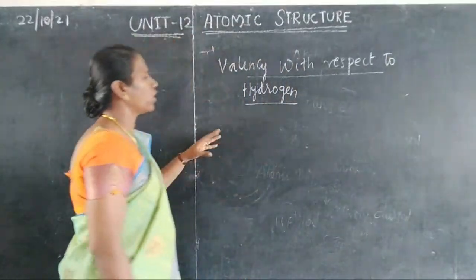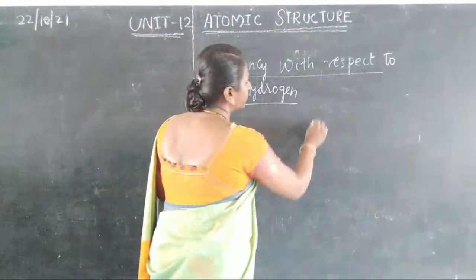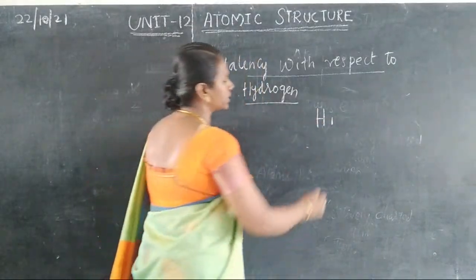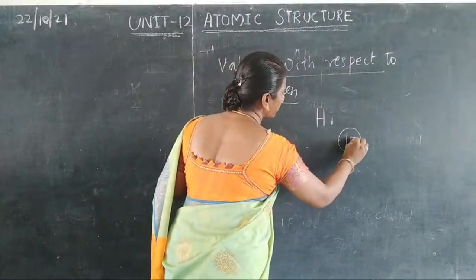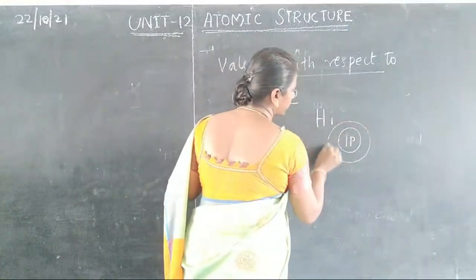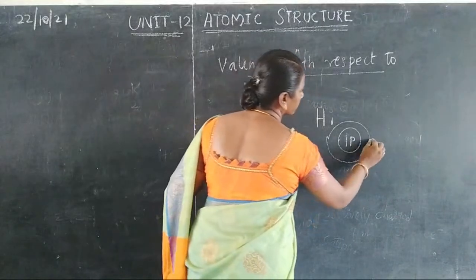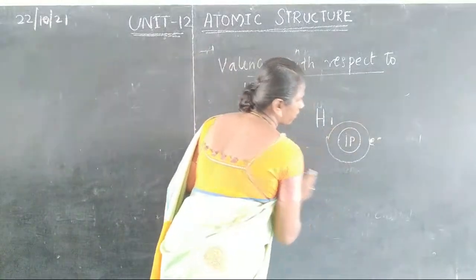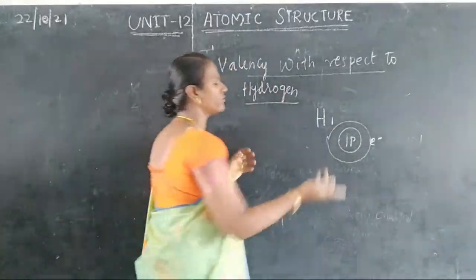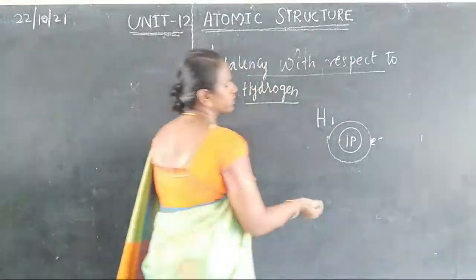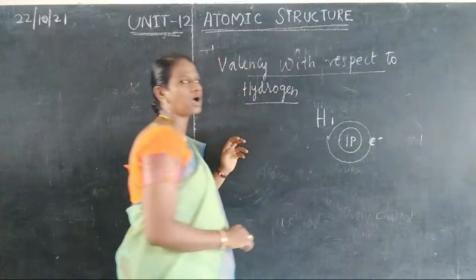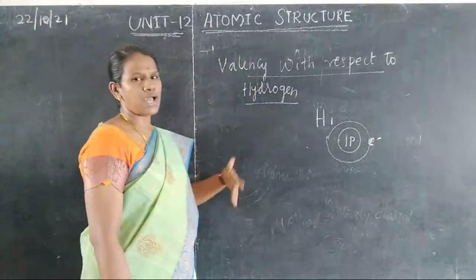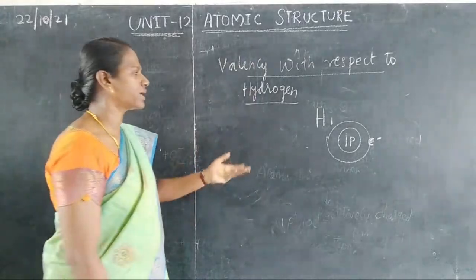So, we already know the valency of hydrogen is 1. The atomic number of hydrogen is 1, so hydrogen contains only one proton in its nucleus and one electron in its outermost shell. So the valency of hydrogen is 1, because it contains only one electron in its outermost shell. We can decide the valency of other atoms when they combine with hydrogen.